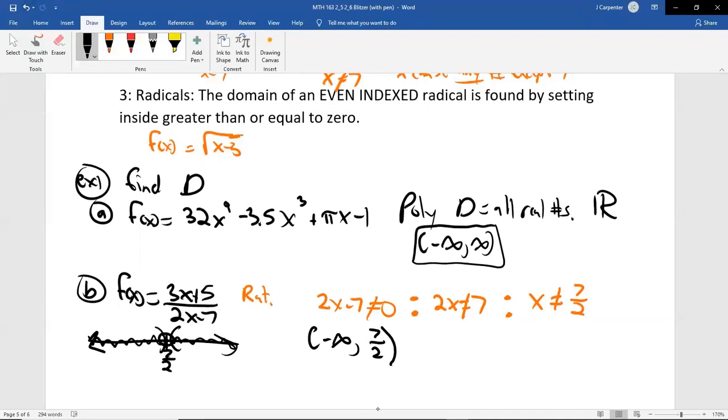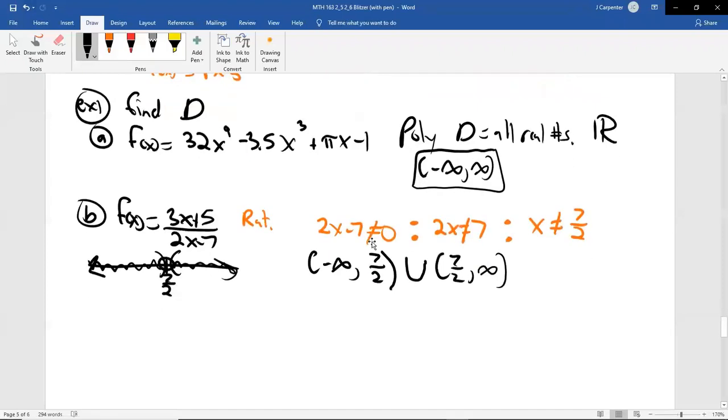So then we have another section, everything to the right of 7/2, which means we need a union, and then it's 7/2 up to infinity. Again, this right here says every number except 7/2. I know it's more annoying than writing x can't be 7/2, but that's what we're stuck with. We have to put on our fancy pants.